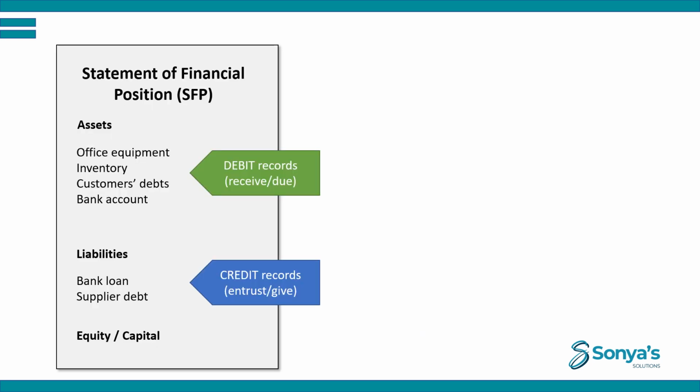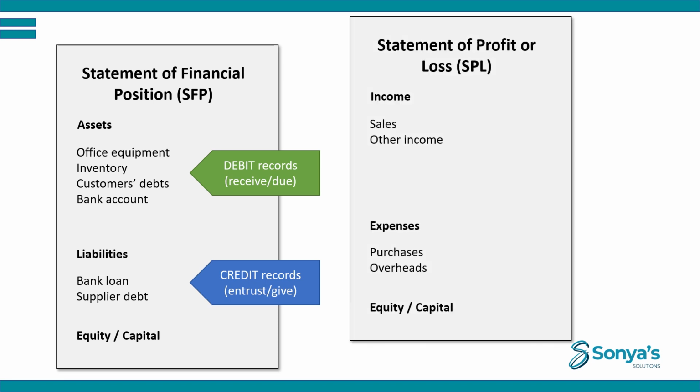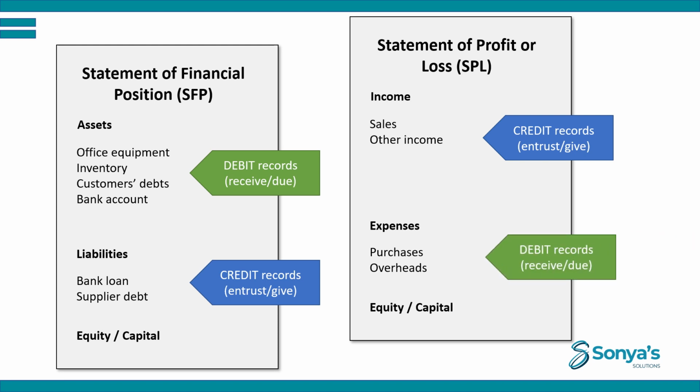In the next two lessons, we're going to be learning about how to account for income and expenses, which are recorded in the statement of profit or loss and are used to calculate profit or loss. Income accounts are credit records. The business is providing goods or services to others. And expenses are debit records. The business is receiving goods or services for which something must be due.